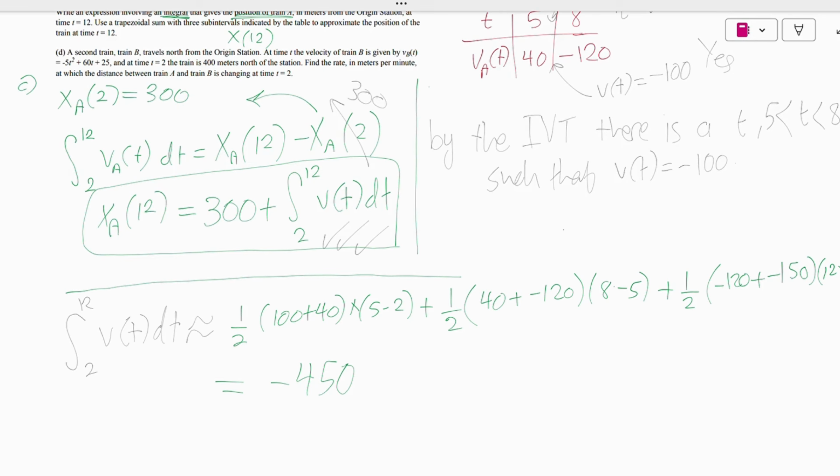So this is xA of 12 equals 300 plus negative 450, which would be negative 150 meters. So the train A is approximately negative 150 meters west, because it's negative, west of the origin station.